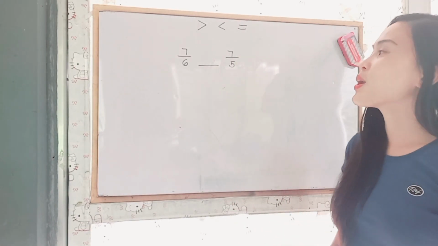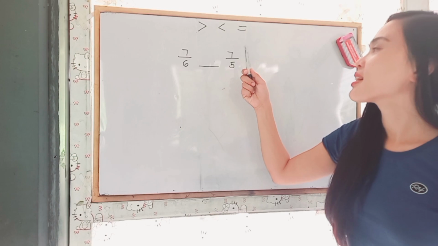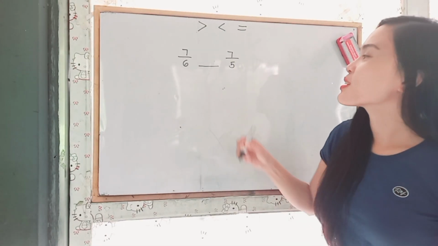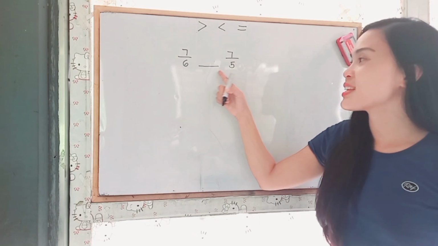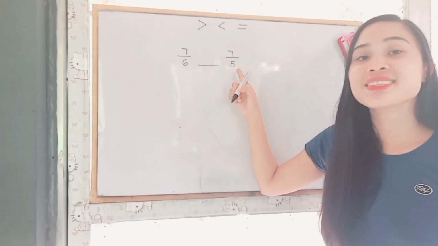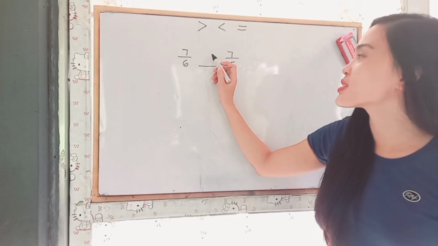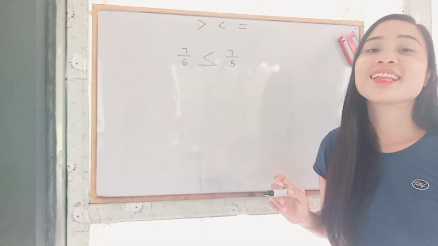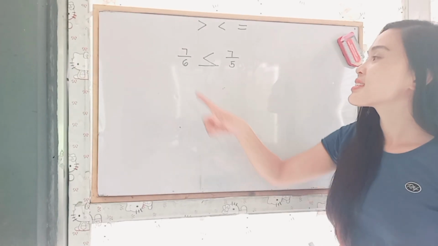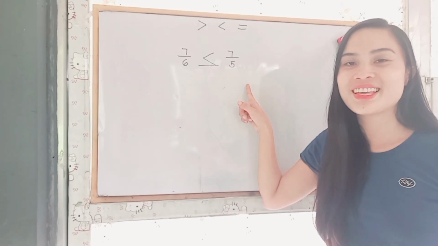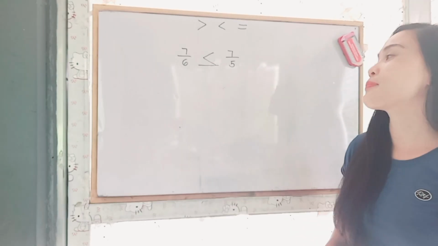Okay, so 7/6 compared to 7/5. Since 5 is lesser than 6, therefore this is our greater fraction. Therefore, our answer is lesser than. 7/6 is lesser than 7/5. Okay? Let us have more examples.